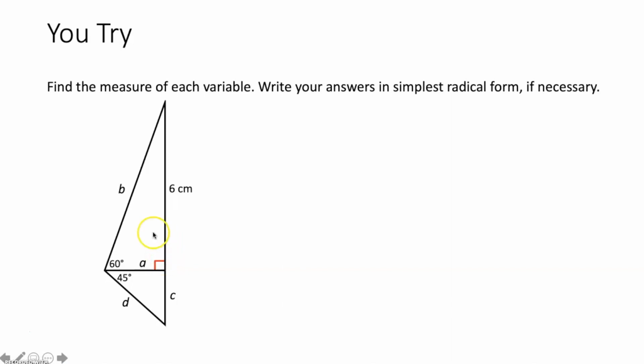So we again want to break this down into 2 separate triangles so that we can use some of the theorems that we talked about earlier today. Since we are given this 6 centimeters right here, we're going to look at this triangle up here first.